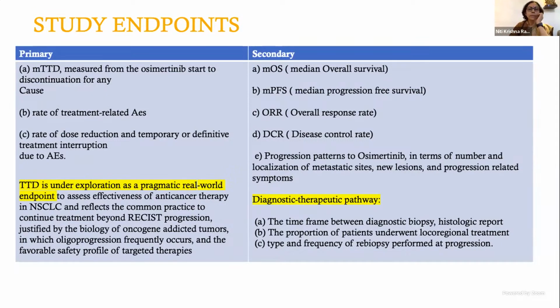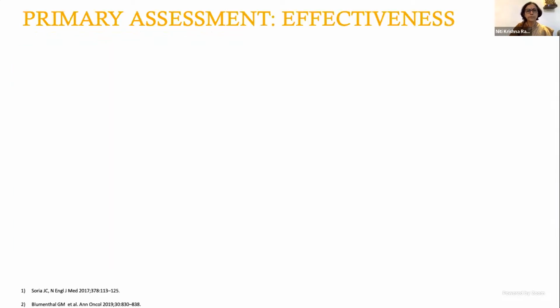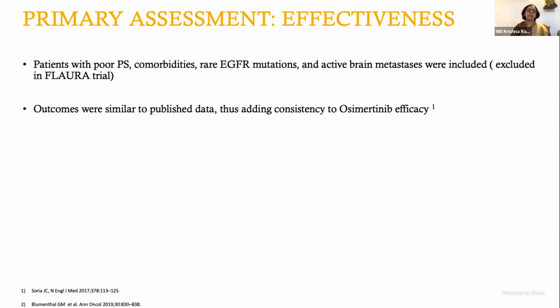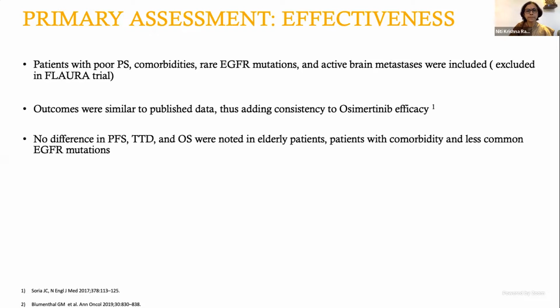The secondary endpoints were median overall survival, median progression-free survival, ORR, DCR, that is disease control rate, and the diagnostic therapeutic pathway remained what we discussed: biopsy, IHC, and then confirmation of EGFR. So when we saw the primary assessment of effectiveness, we found that patients with poor PS, with comorbidities, rare EGFR mutations, and with active brain metastasis also were included. And all these actually also responded better with osimertinib.